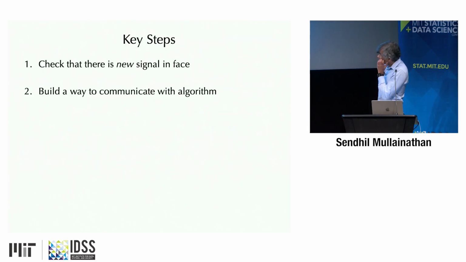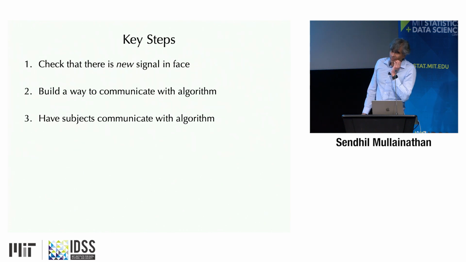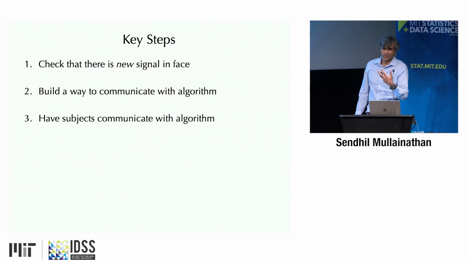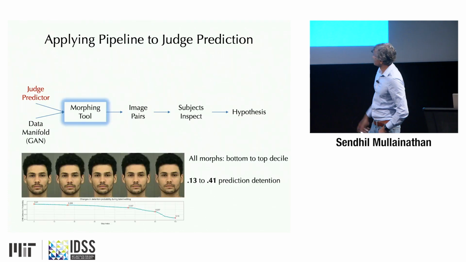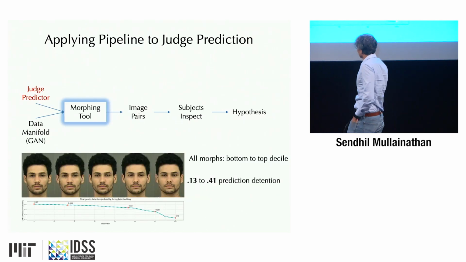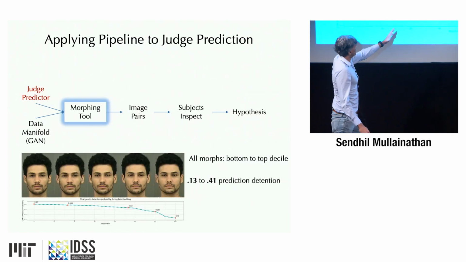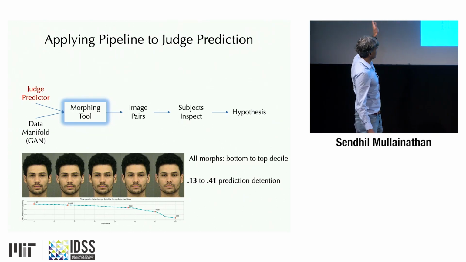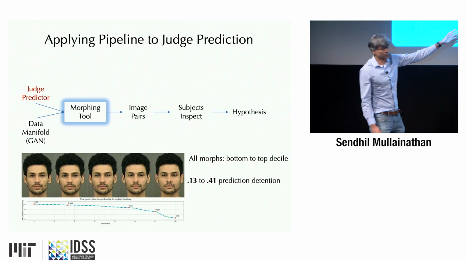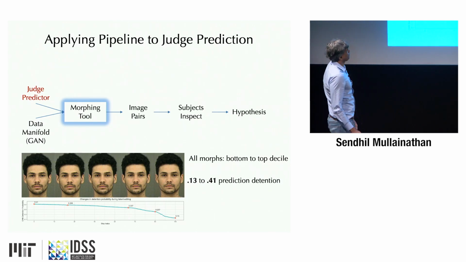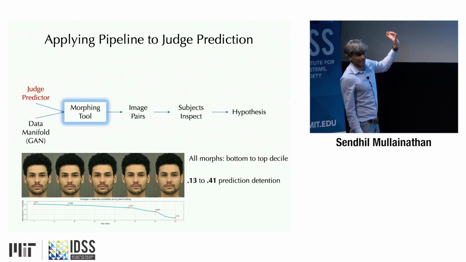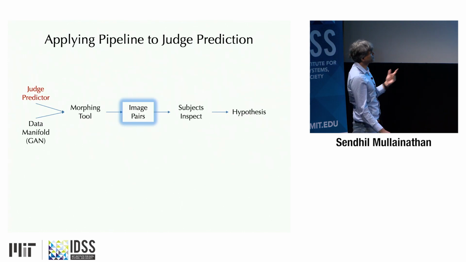So how are we going to do it? Well, we're going to have people communicate. That way we know that this is a reliable, repeatable procedure. It's not going to be us looking at these. So we're going to take the judge predictor, combine it with the GAN. We have the morphing tool. Here you can see what the morphing tool looks like. We start in the middle. We morph to the left to increase the detention probability, morph to the right to decrease the detention probability. And we get this. We take the edges of this and we show them to people.